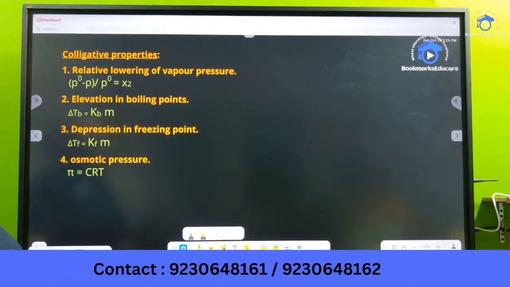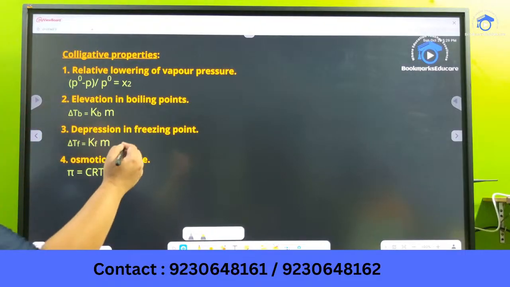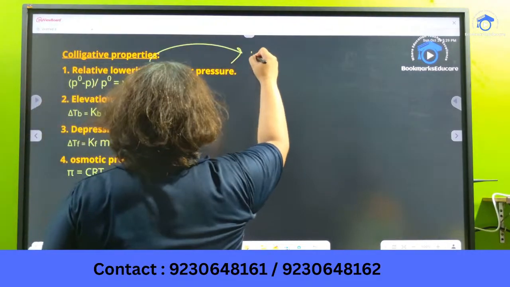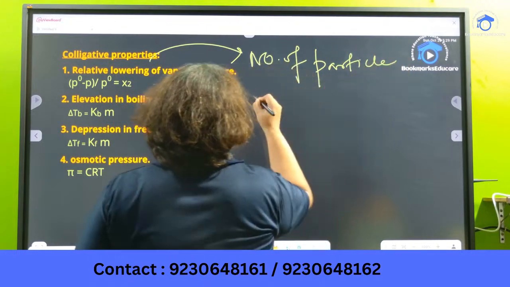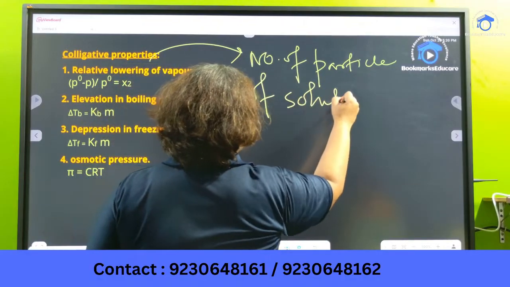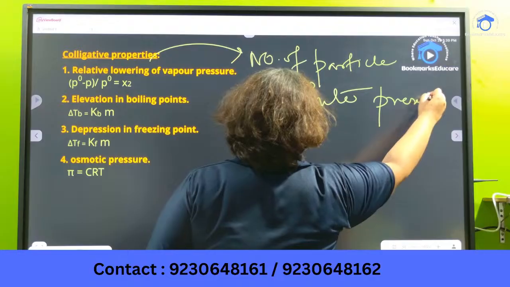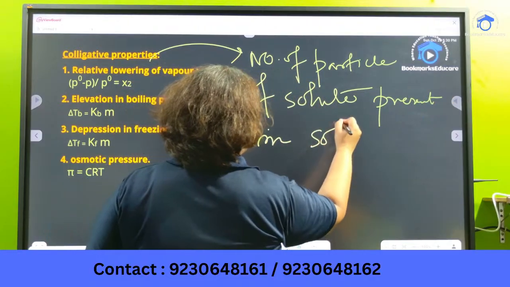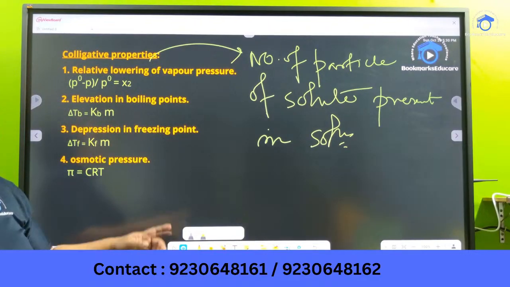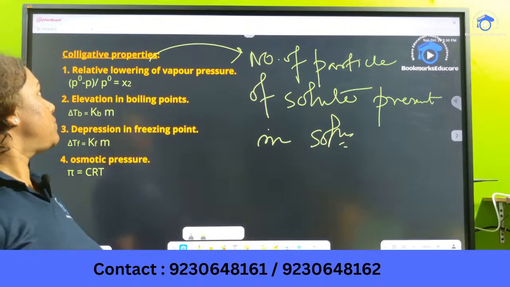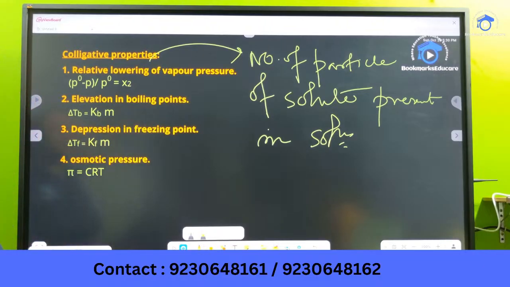Okay. So what are these colligative properties? The colligative properties depend on the number of particles of solute present in solution. Okay. So these are the colligative properties. What are those? First one is relative lowering of vapor pressure. Second one is elevation in boiling point. Third one is depression in freezing point. And fourth one is osmotic pressure. Okay.